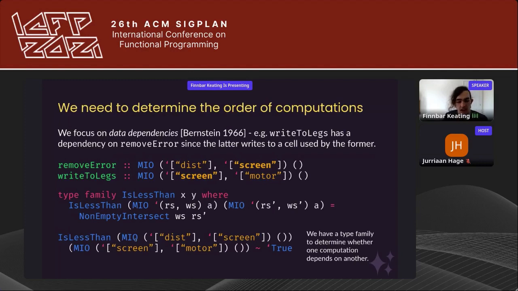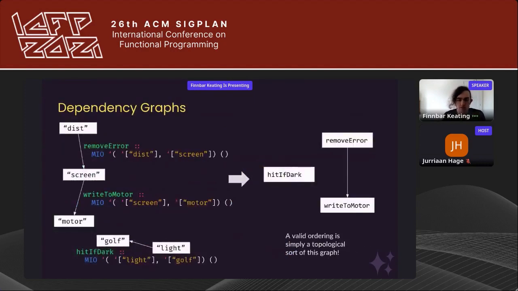And you can see that in work here. So we have MIO applied to MIO disk screen, MIO screen motor. There is a dependency. So this type family correctly shows us that this dependency exists. So what we're going to do now is apply this to all of our computations pairwise to build a dependency graph, where an edge on the dependency graph represents there being a dependency. So in this example, there is a dependency. WriteToMotor depends on removeError, but there are no other dependencies. So this is our resulting dependency graph.